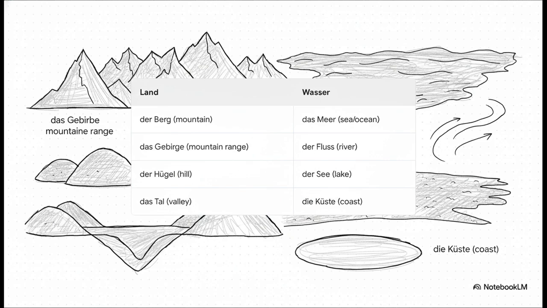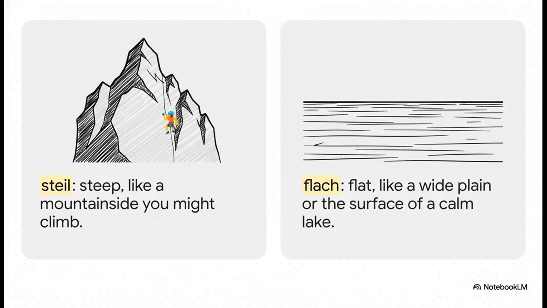Over on the water side, you have the huge Meer, the sea or ocean, the flowing Fluss, the river, the calm See or lake, and the beautiful Küste, the coast where the land and water meet. And how do we describe all this terrain? Well, it could be steil, like a really steep mountainside, or it could be flach, like a flat plain or the calm surface of a lake. These two adjectives are super useful for describing the shape of the land.